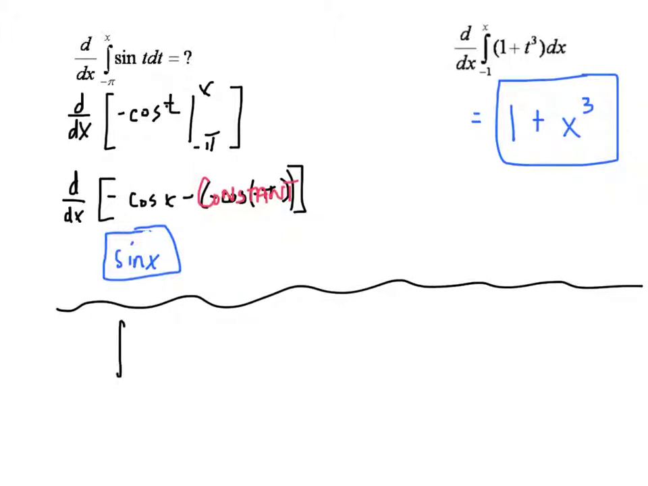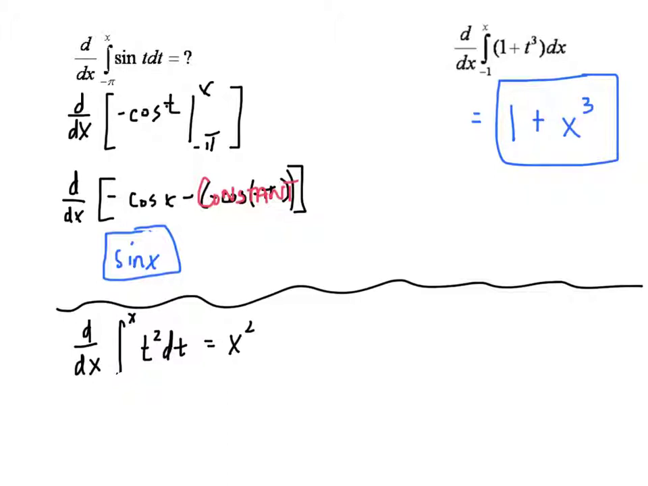if I did the integral from 2 to x of t squared, I'm going to use the right variables here, and I'm doing the derivative. Hopefully you can pick out right away that this would come out to be x squared. If I change this constant to, I don't know, a 5, the answer will still be x squared.